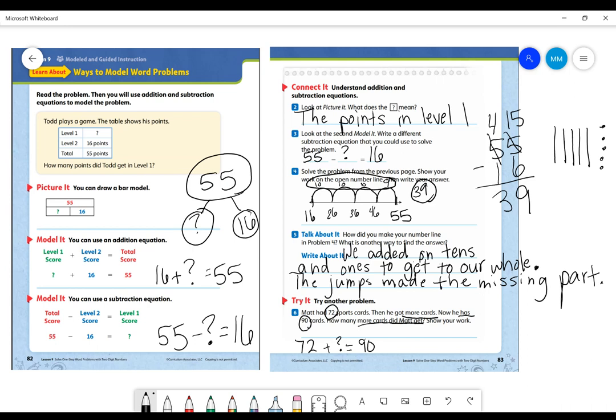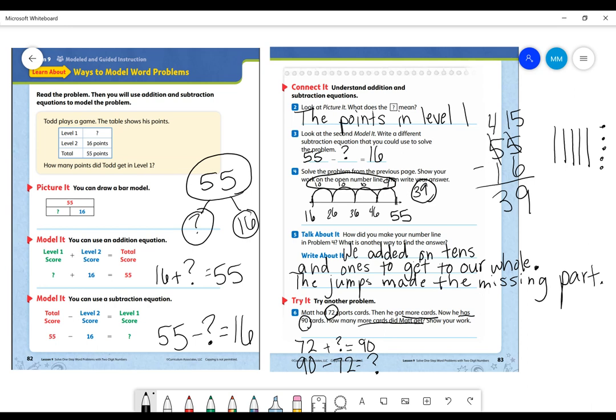Friends, remember, anytime that we have a fact family, we can show an addition problem and a subtraction problem. So using my parts and my whole, I can make a subtraction problem. So when I subtract, I start with my whole. What was my whole? 90 is my whole. The part that I know is 72. And the part that we do not know is our question mark. And this question mark stands for the cards that Matt also got.